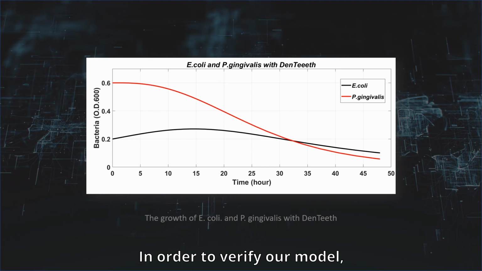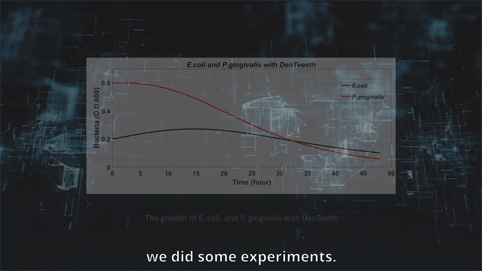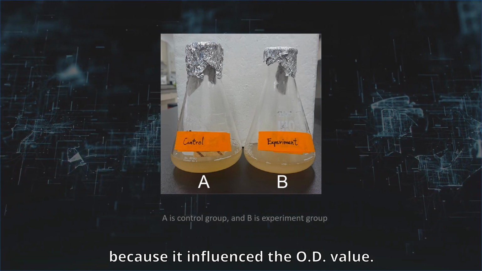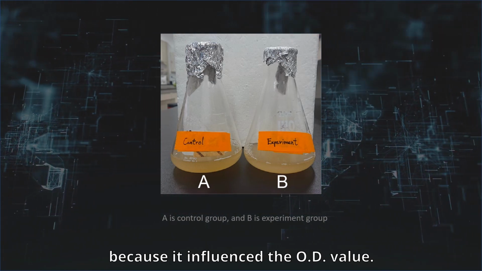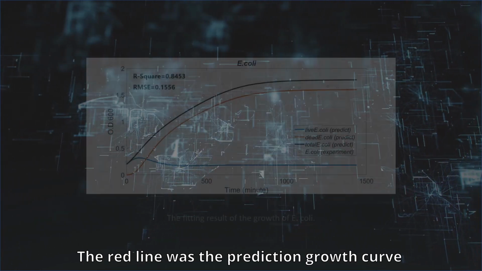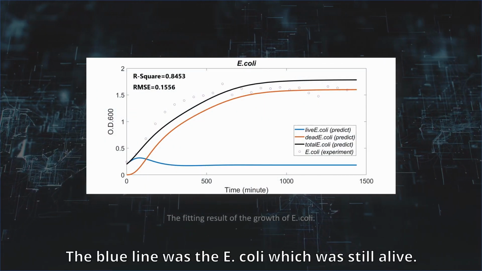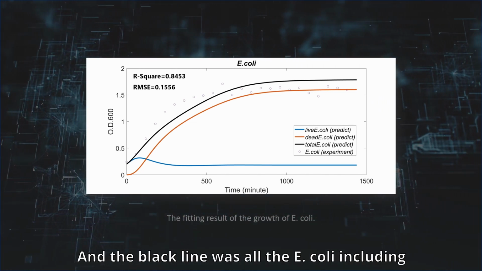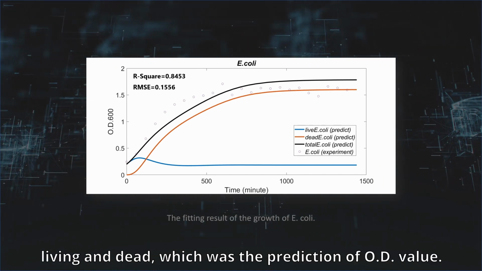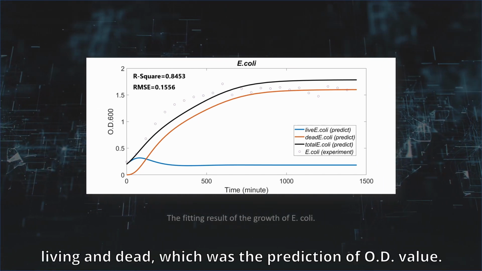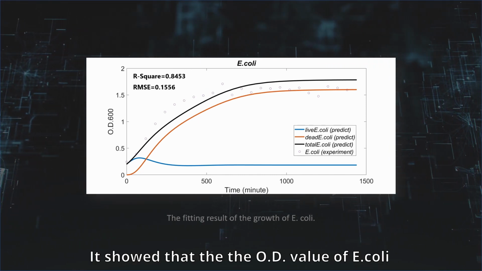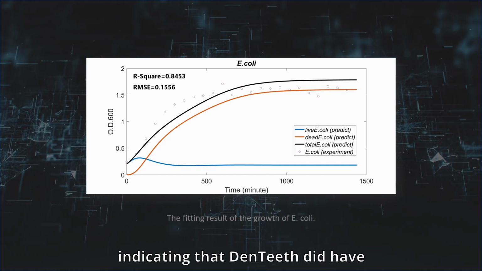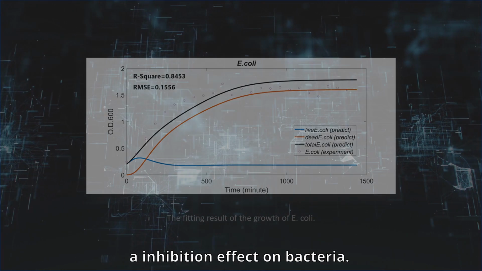In order to verify our model, we did some experiments. We found that it was necessary to consider the dead E. coli because it influenced the OD value. The red line was the prediction growth curve of dead E. coli. The blue line was the E. coli which was still alive, and the black line was all the E. coli including living and dead, which was the prediction of OD value. It showed that the OD value of E. coli that are alive decreased, indicating that dentists did have an inhibition effect on bacteria.